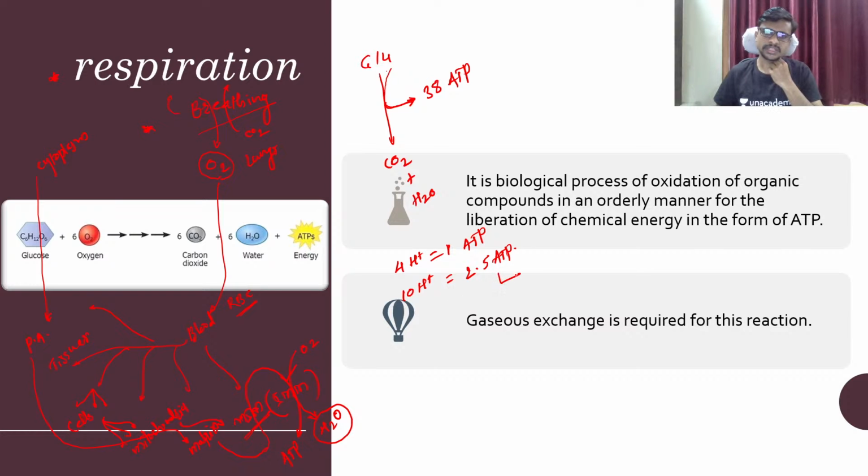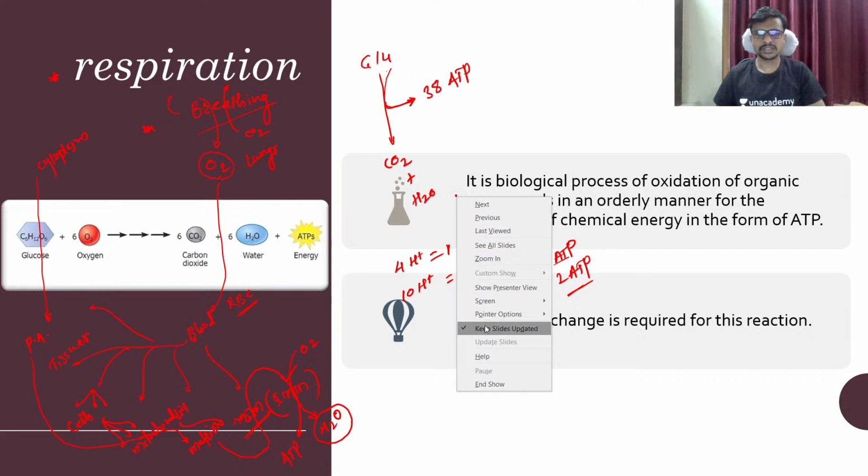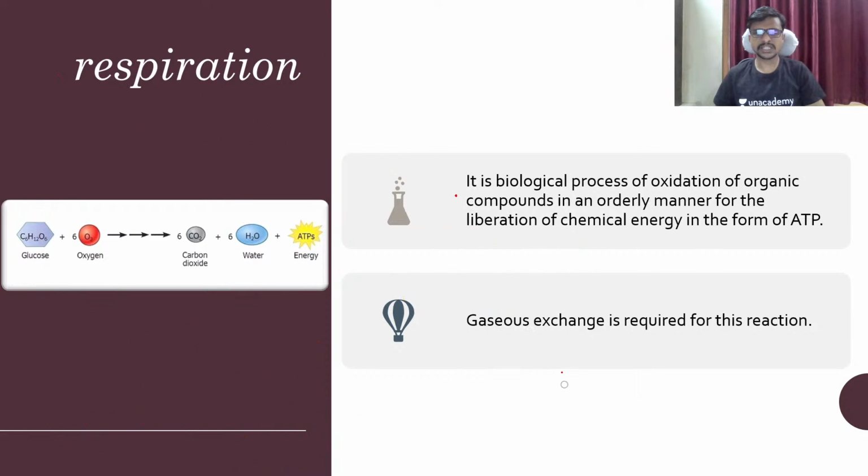Okay, so we generally considered it 3 ATP. So your 1 NADH is equal to 3 ATP, and 1 FADH is equal to 1.5 ATP. So we considered it 2 ATP. Okay, so actually this is the logic behind the NADH reducing power and the energy liberated in the form of ATP.